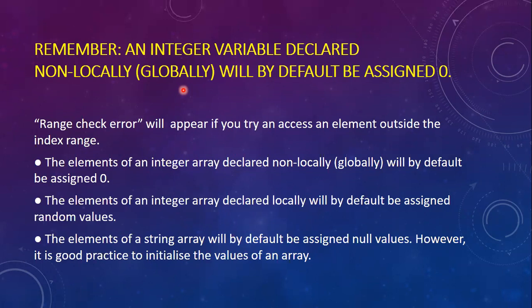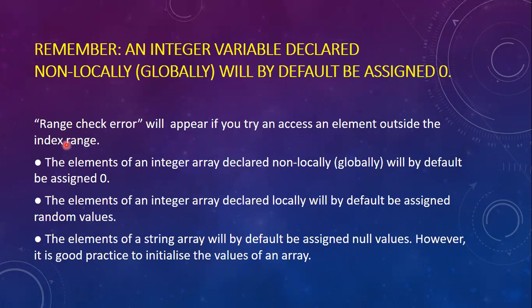And if I declare it globally, you may not yet be using it, but soon we are going to start with classes, your object-oriented programming. And there, globally means when I have multiple forms, then I will declare my variable once, and all the forms will be able to reference that particular variable. Okay, so let's just go through this again. An integer variable declared non-locally or globally will by default be assigned 0.